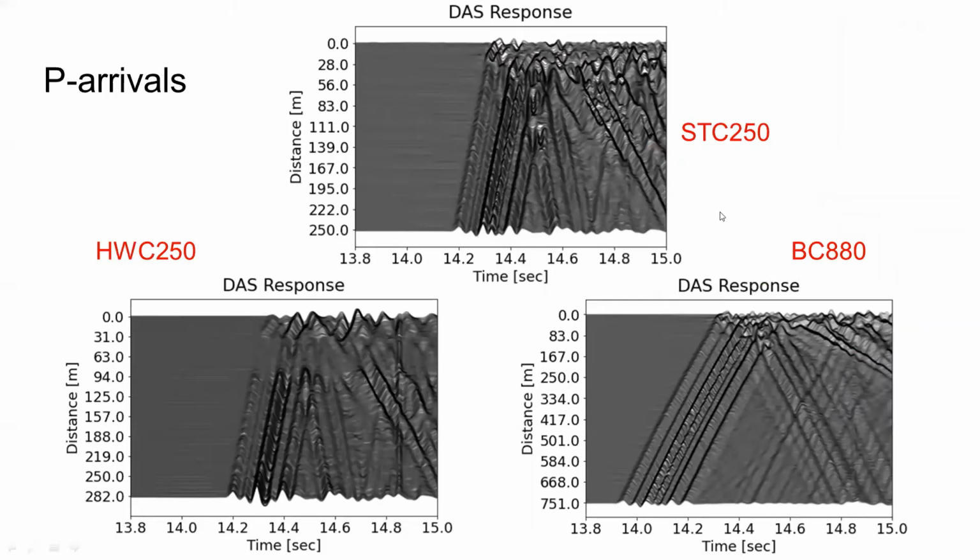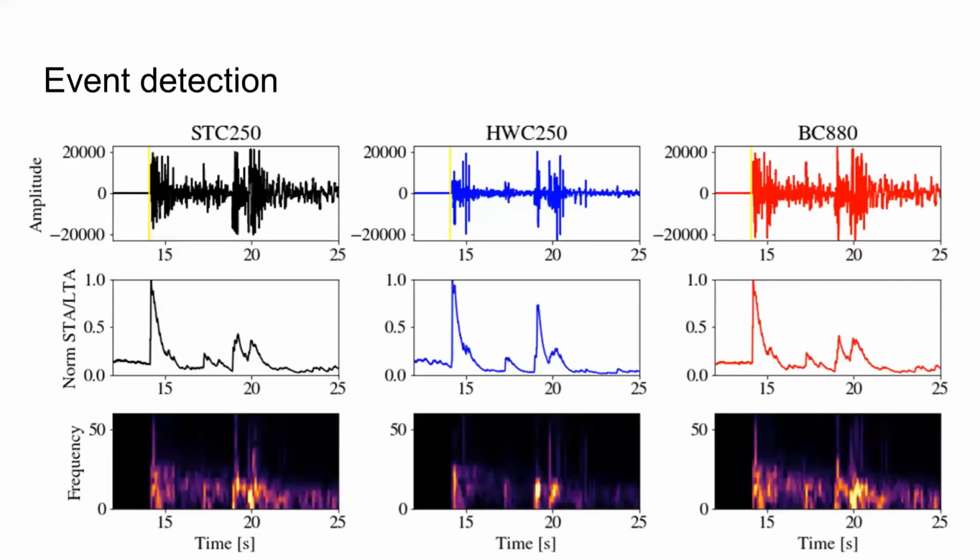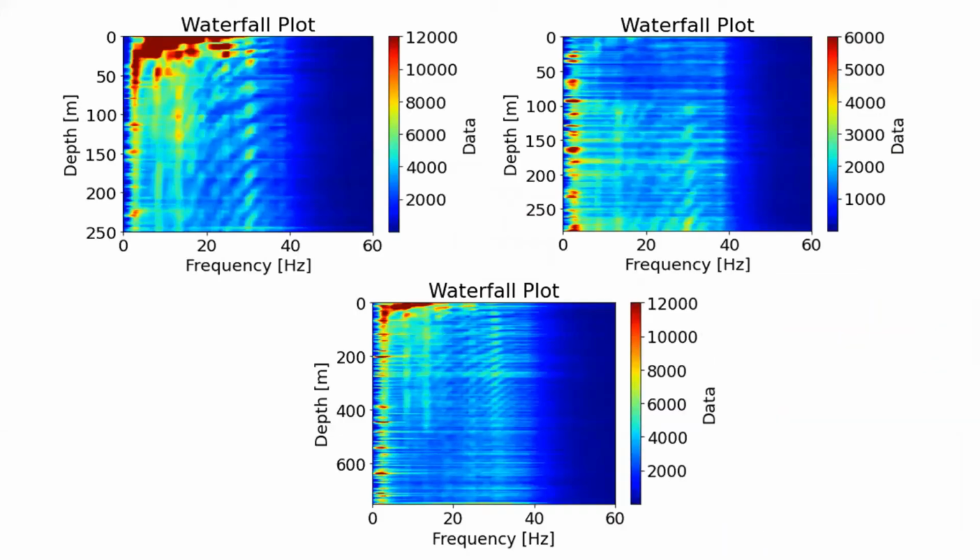Here is the result of the P arrivals for these 3 settings, and this is the S arrival for these 3 DAS instruments. We use the STA/LTA method and the STFT, or short time Fourier transform, to detect the events for these 3 DAS instruments. We also made a waterfall plot to see the spectral content in our data.